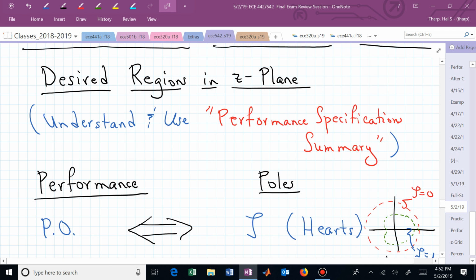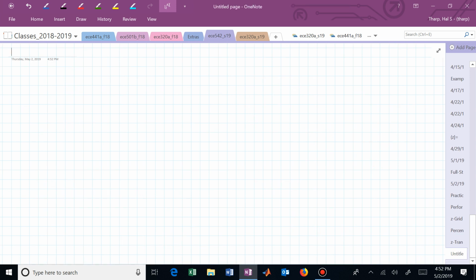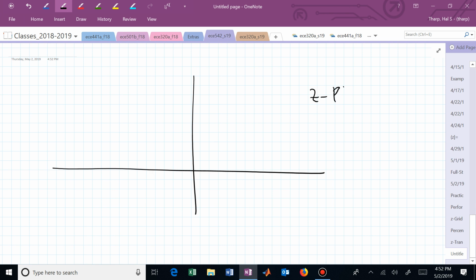Yes? Would you mind going over, so like on, I think it was the last exam, you gave us that problem where we had to find, I think, zeta, or the percent overshoot, and the radius, and shade in the region where basically they kind of intersect. You mind going over that? So a question now from the audience is, what if you have a z-plane and you're asked to shade a particular region in the z-plane corresponding to performance specifications?